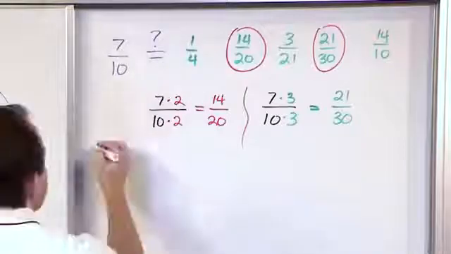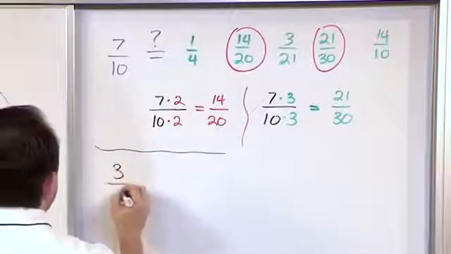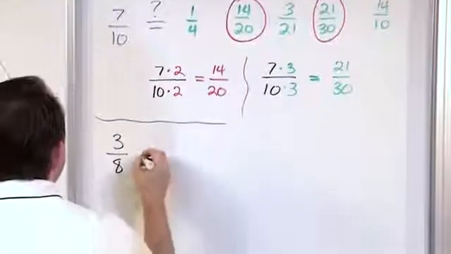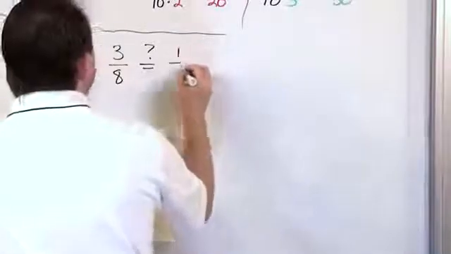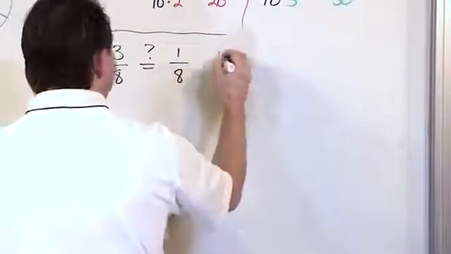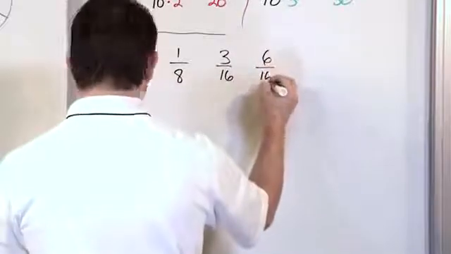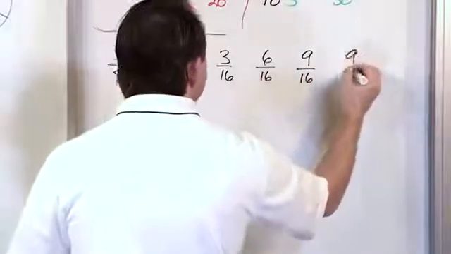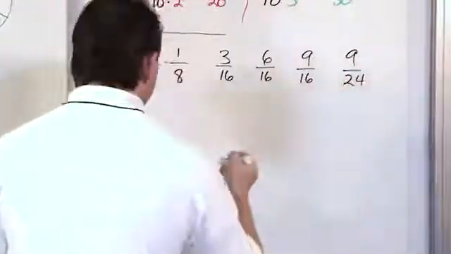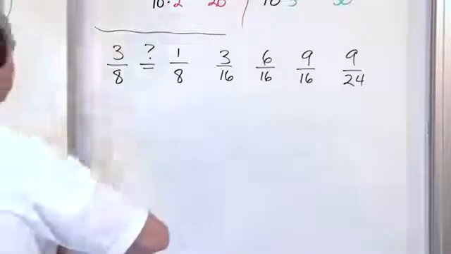So let's move on and do another problem. Let's say we have the fraction 3/8, and I want to figure out what is equivalent to that. And my choices are 1/8, 3/16, 6/16, 9/16, and 9/24. All right, so let's go and do that now.